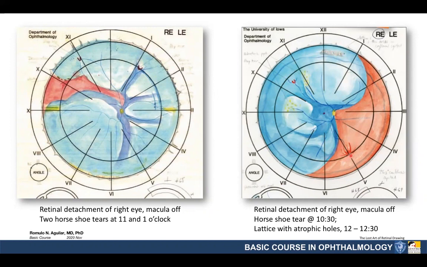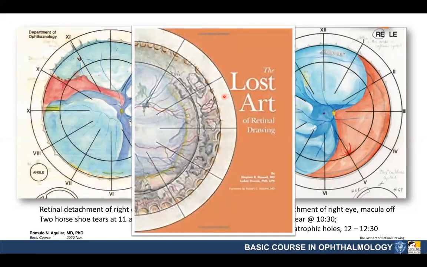Here, the specialist drew the vortex vein, and you have yellow dots representing exudates. Now, this was taken from a book, The Lost Art of Retinal Drawing. And I hope that your generation would revive that lost art and draw your retinal drawings as vivid as these ones.